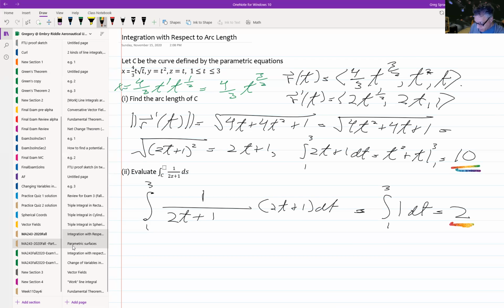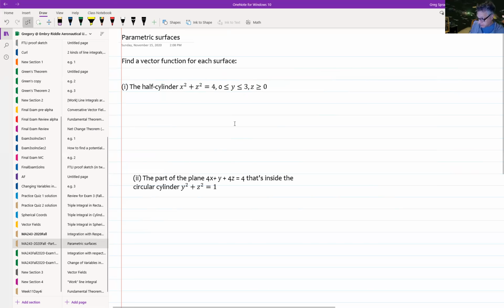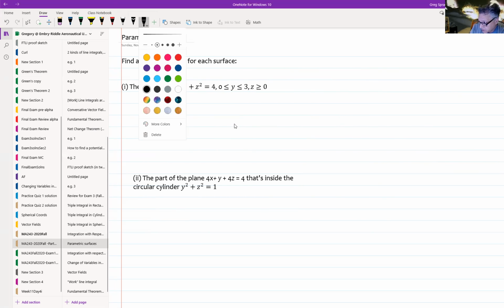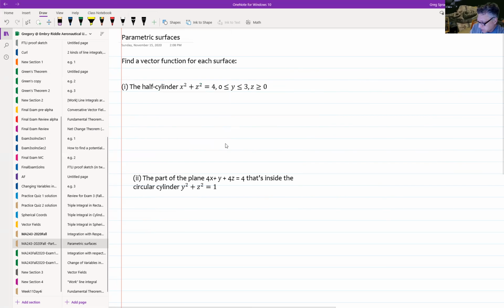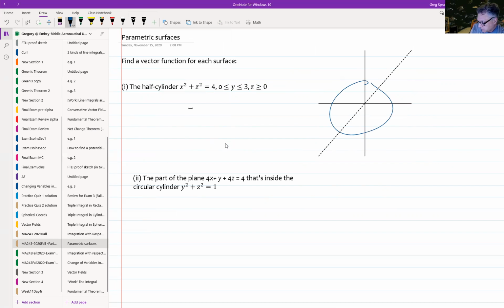Okay. Here are some problems of finding vector functions for parametric surfaces. Not doing any calculus on them, just parametrizing them. So it's a good idea to make a sketch. A half cylinder x squared plus z squared equals 4. So the radius is 2.